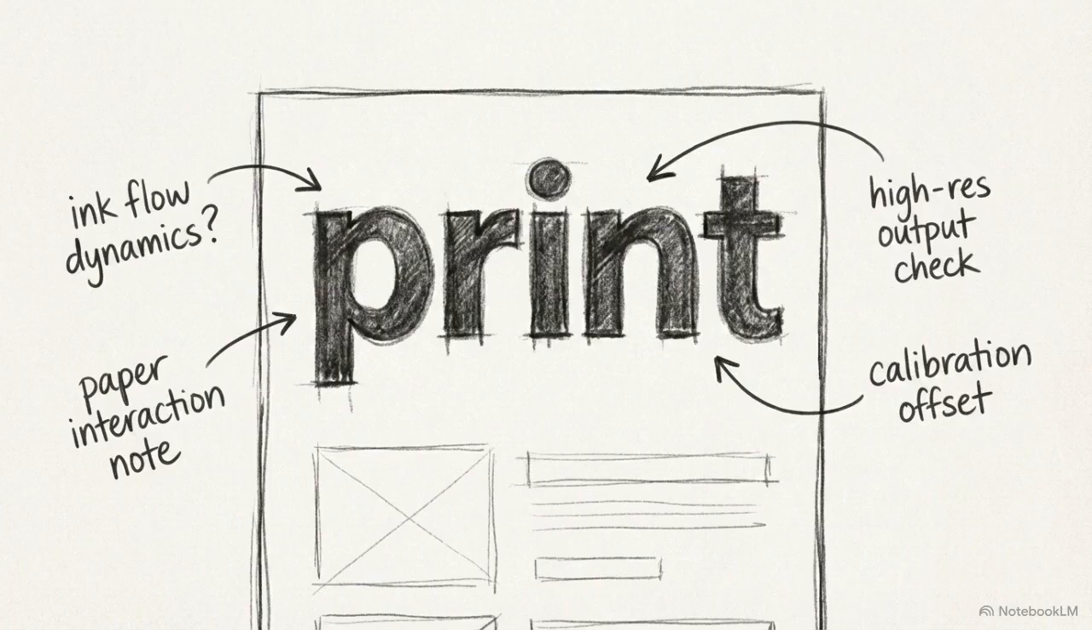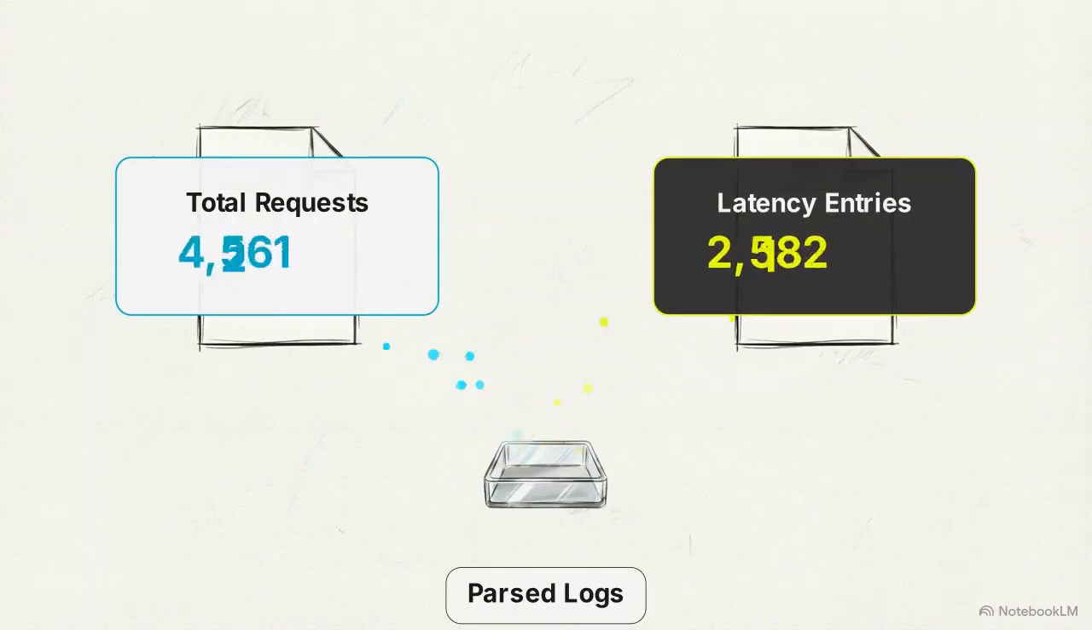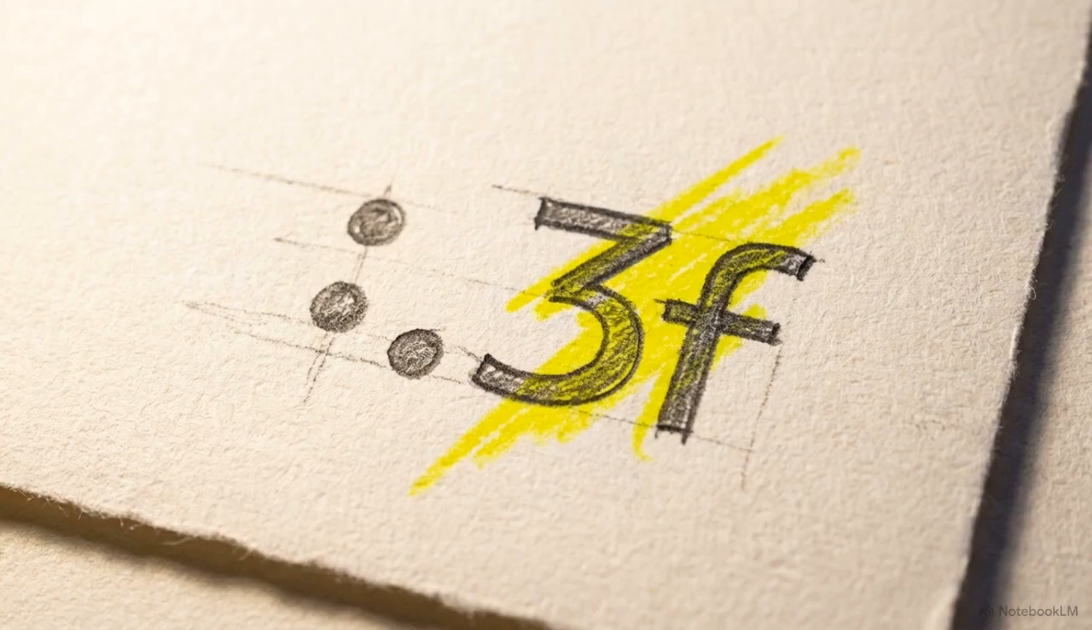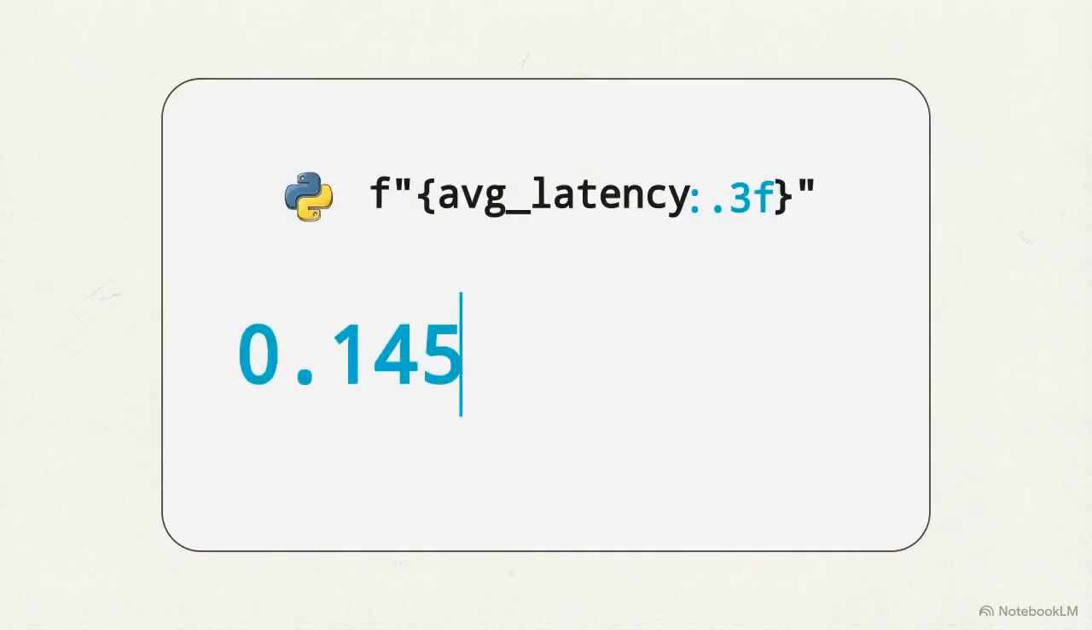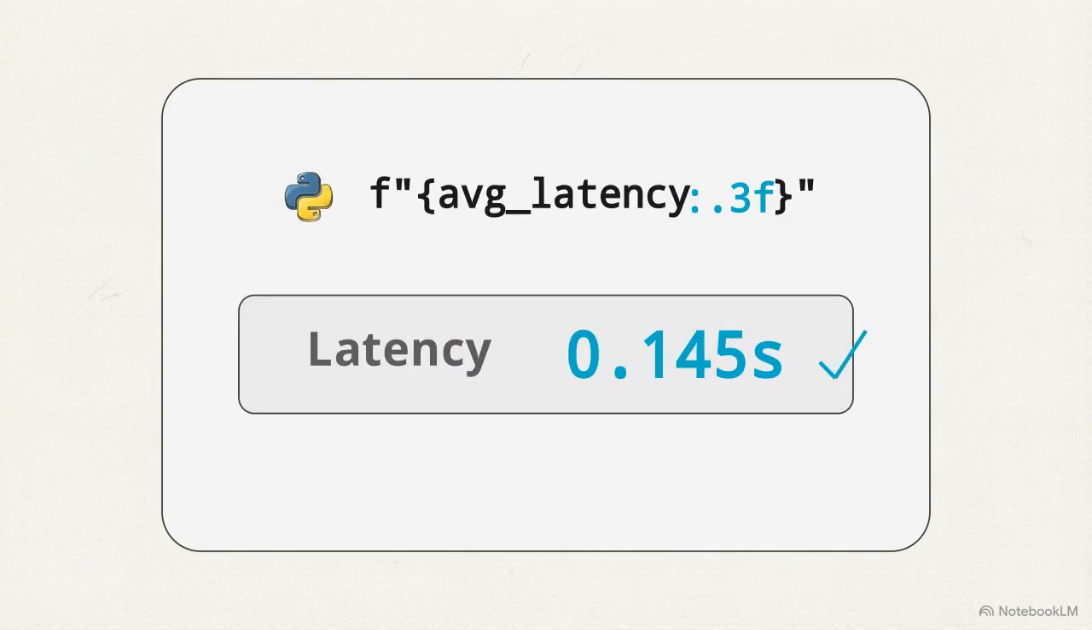To build the final report, we use print statements to display the total number of requests and the count of entries that included latency data. We use the :.3f syntax when printing the average. This ensures the output is constrained to 3 decimal places, which makes the final report much easier to read.